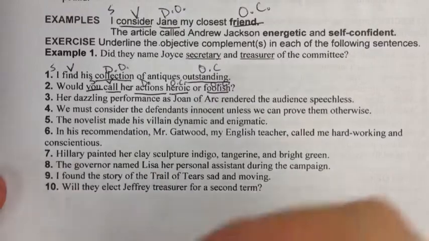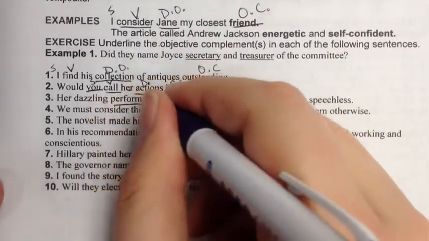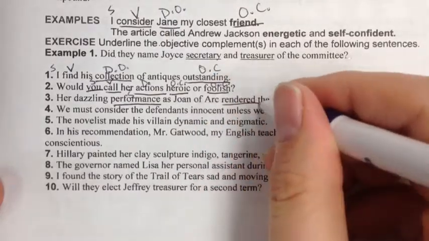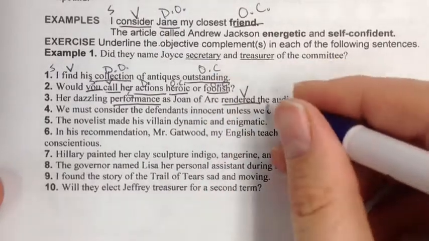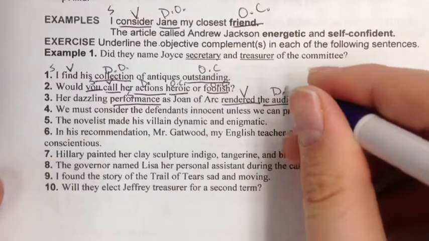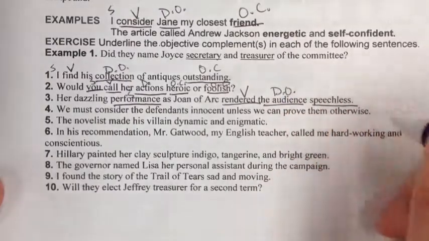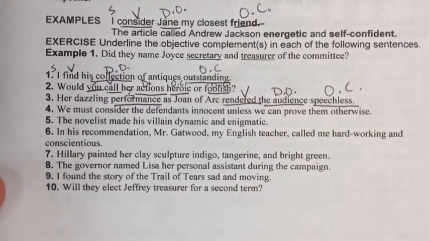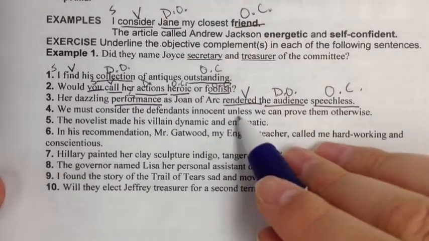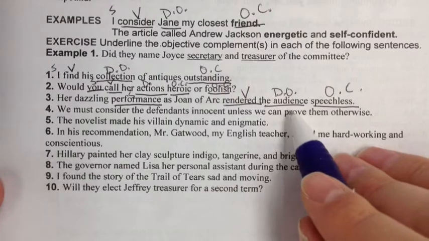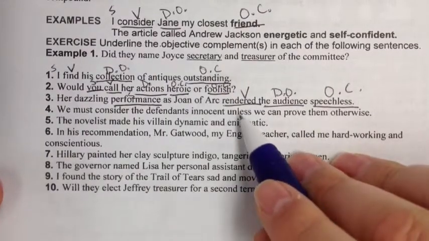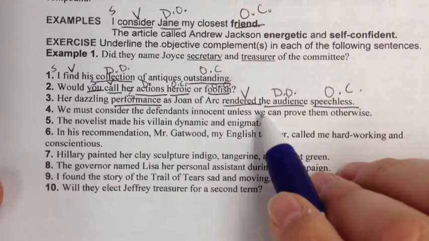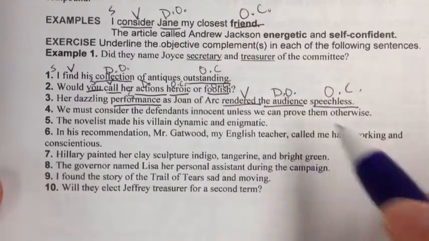Number 3, her dazzling performance, here's our subject, as Joan of Arc, rendered, verb, the audience, direct object, speechless. The word speechless is our objective complement. It comes after the direct object and explains how the verb, rendered, was done to the audience. How was the audience rendered? And they were rendered speechless.